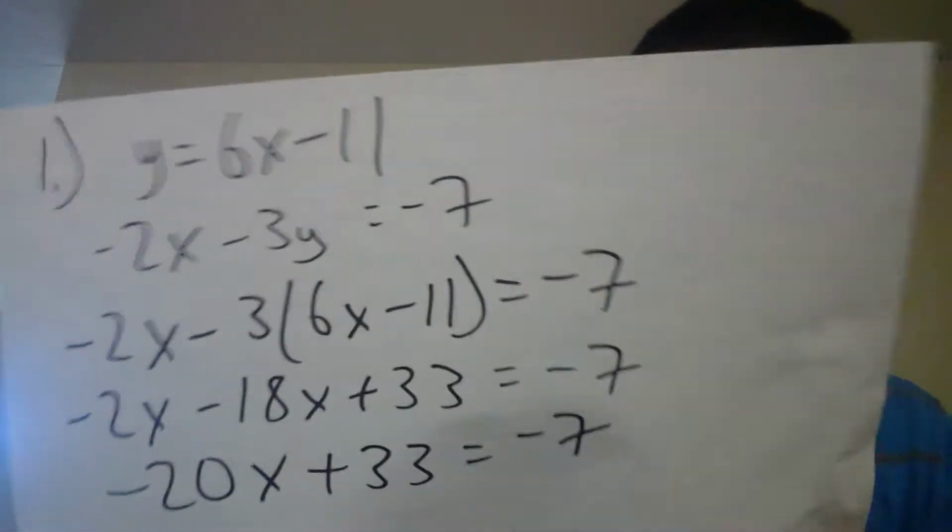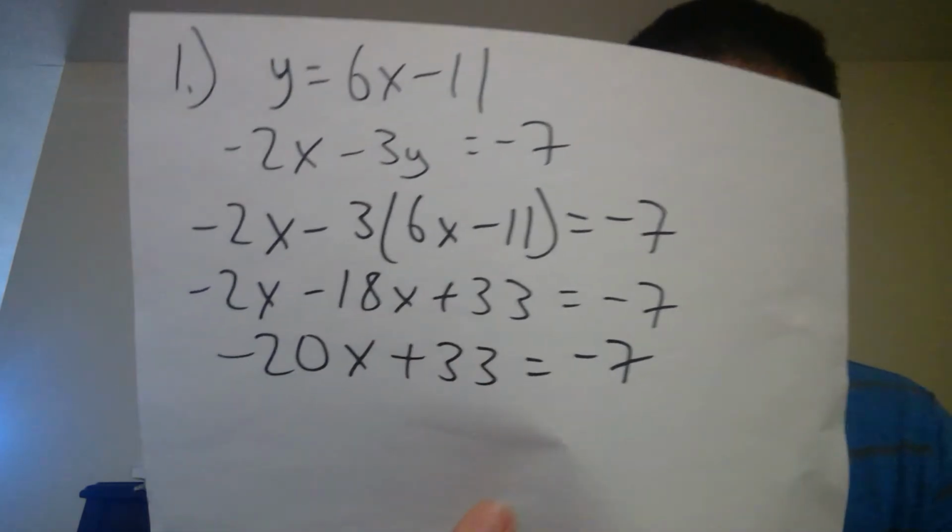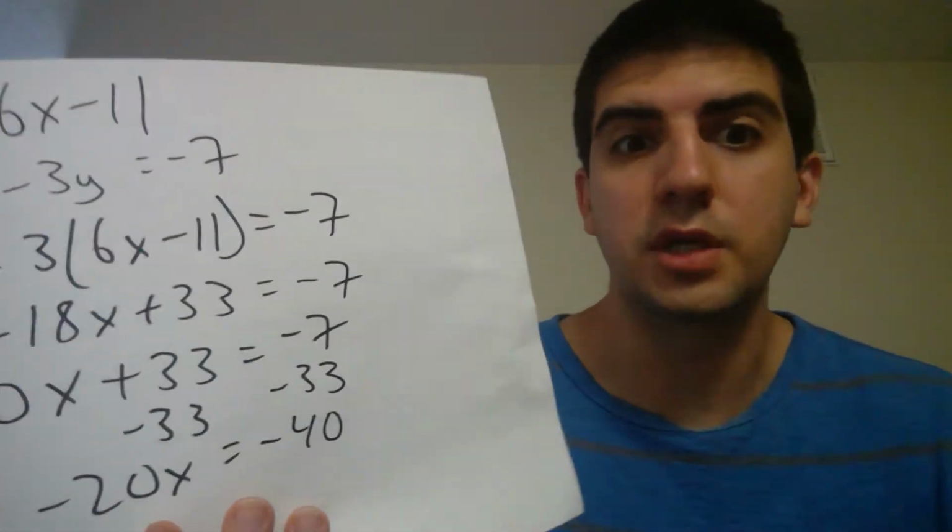So here we're at negative 20x, and now we're going to get this 33 to the other side, so I'm going to minus 33 from both sides. Negative 7 take away 33 is negative 40. If you can't do these negative numbers in your head, just use a calculator. Though I would recommend, if you are using a calculator, try to do it in your head and then check your work on a calculator, because you're never going to get better if you always use a calculator. The goal is to eventually get better at this stuff.